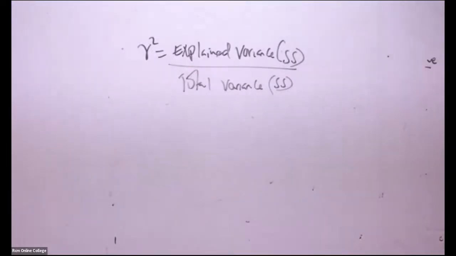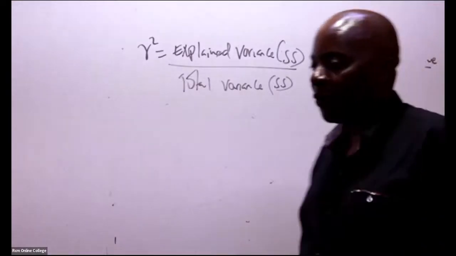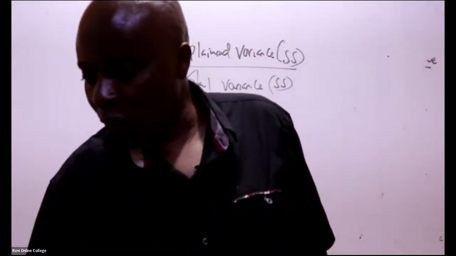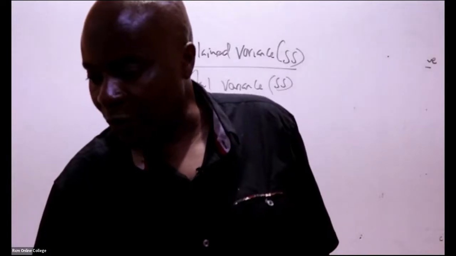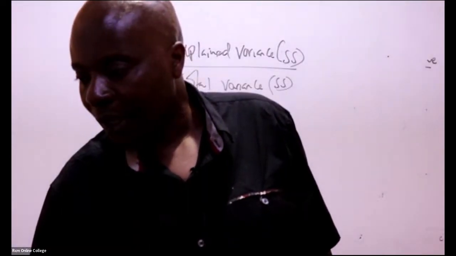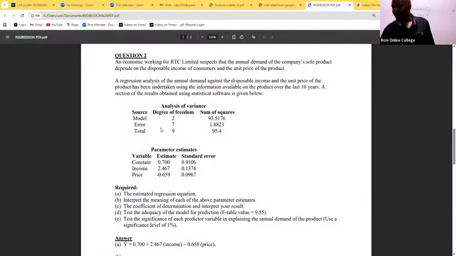So you take the explained variance in terms of sum of squares all over the total variance in terms of sum of squares. Now, I hope you are able to remember that the model is regression. Model is explained, error is unexplained, and then we have the total.